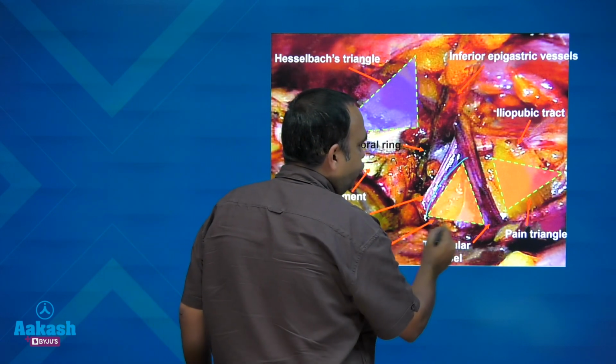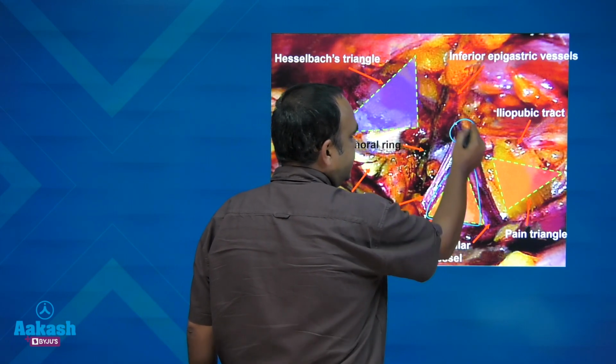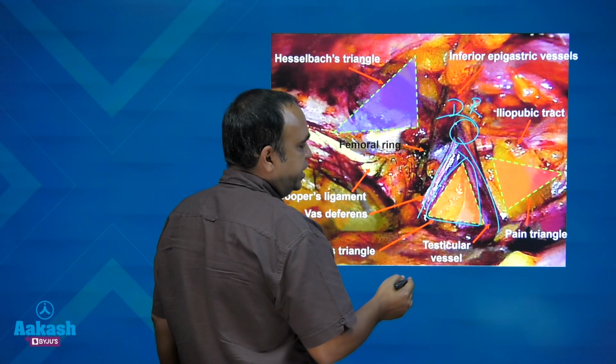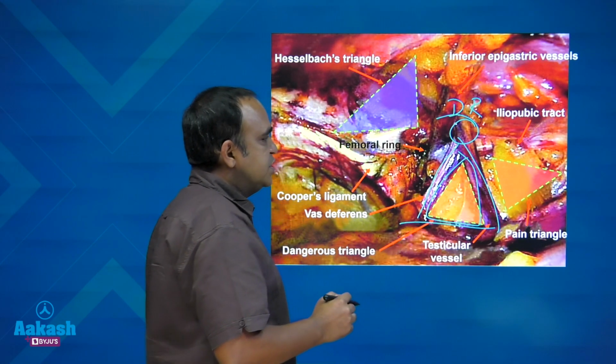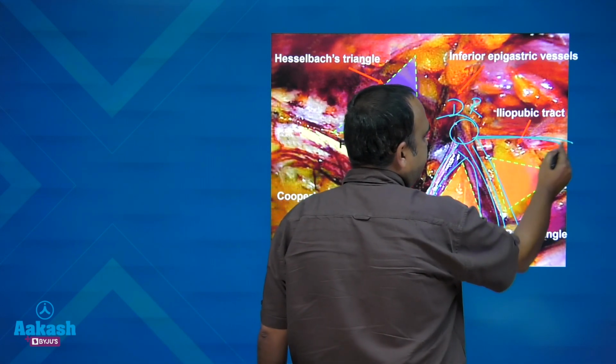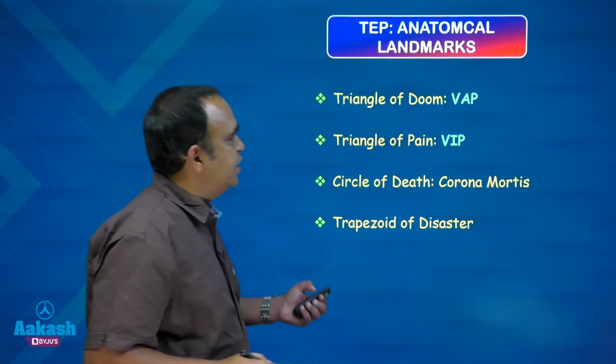So triangle of doom, the boundaries you must know, that's a deep ring. The medial boundary is vas deferens, lateral is gonadal vessels, and below it's peritoneum. And triangle of pain is a lateral triangle: gonadal vessels, iliopubic tract, and the peritoneal reflection.